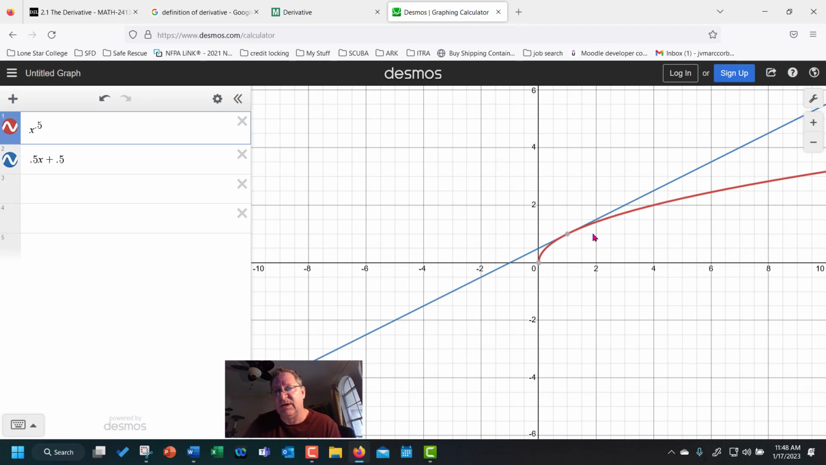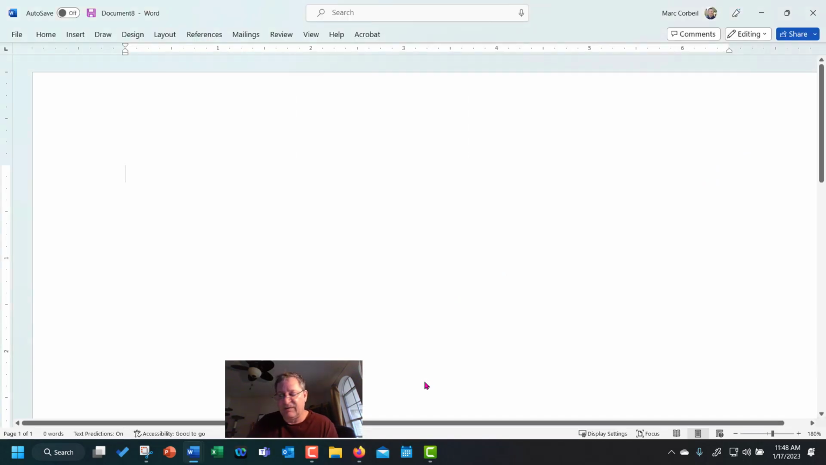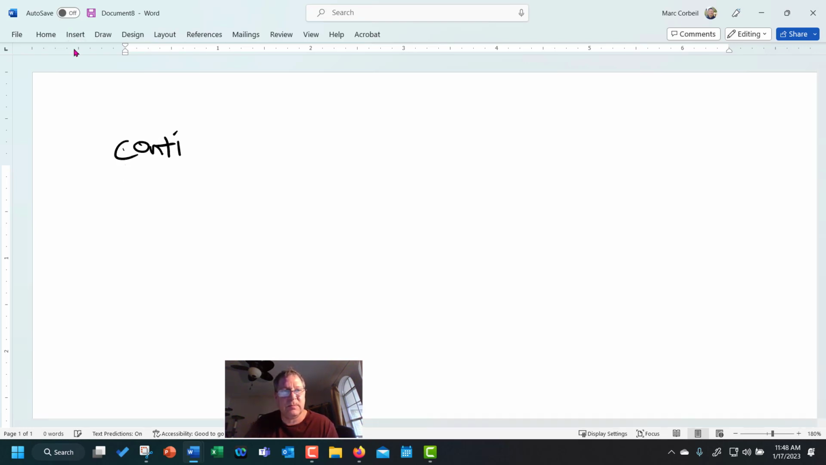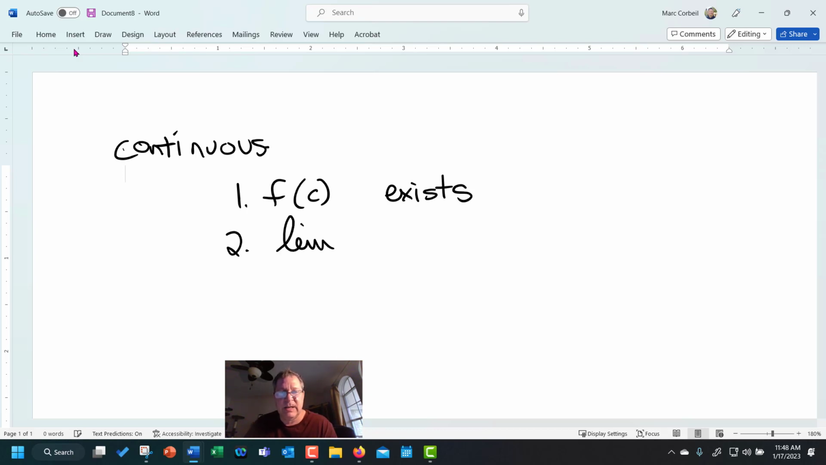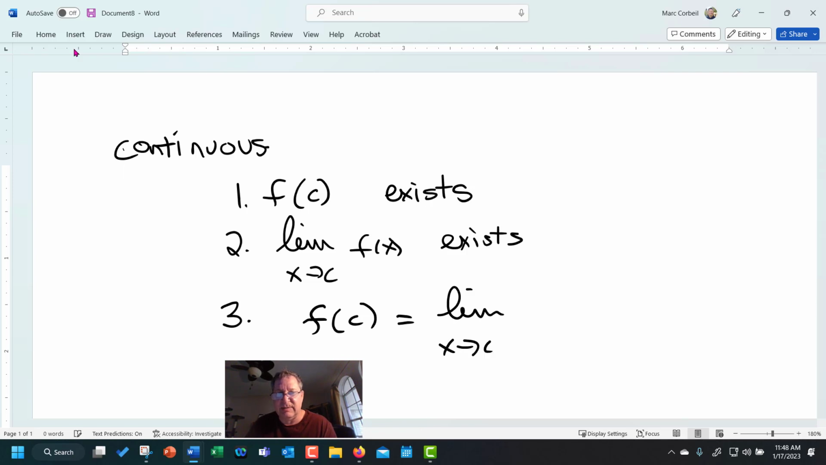And remember, our definition of continuity was really kind of simple. So we'll go back to that real quick. We said that a function was continuous if it has a couple of things, right? First of all, that f of c at that value existed. Secondly, that the limit as x goes to c of f of x exists. And the third point is that f of c is equal to that value as the limit goes towards it.